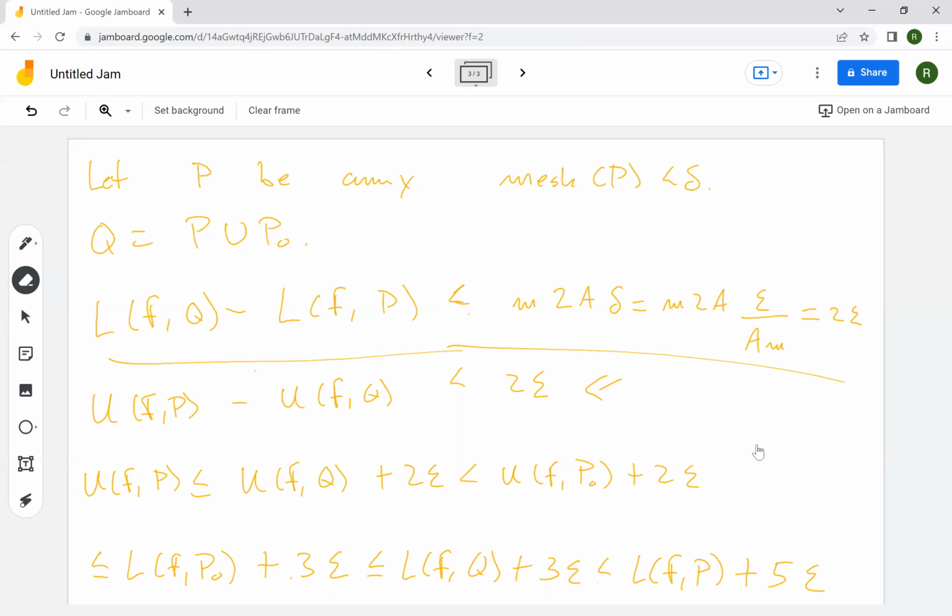So that proves this theorem. It proves that F is integrable. If F is bounded, F is integrable if and only if for all epsilon greater than 0, there exists a delta such that if the mesh size of P is less than delta, then U of FP minus L of FP is less than epsilon.